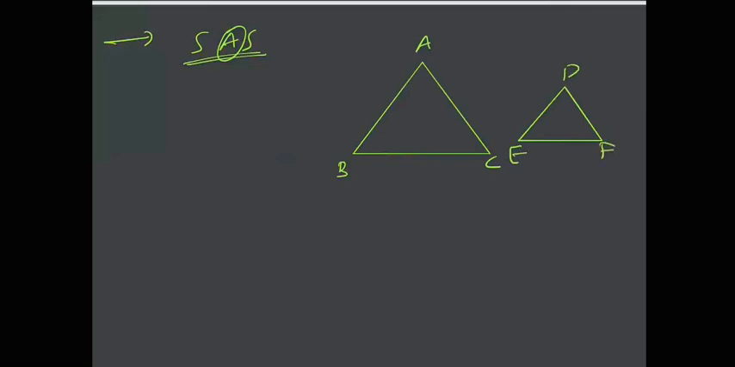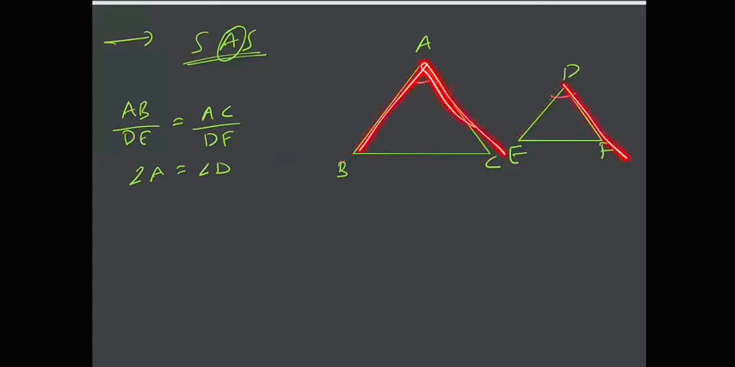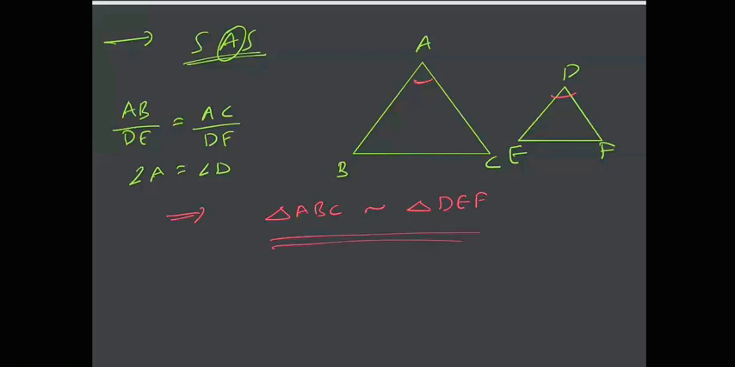Okay. Say if two sides are proportional, that is AB over DE is equal to AC over DF, and angle A is equal to angle D. Fine. So these two angles are equal, and AB over DE is equal to AC over DF. So the sides which are proportional contain these angles which are equal. So in this condition also I can say that triangle ABC is similar to triangle DEF. Okay, I hope this is clear to you.